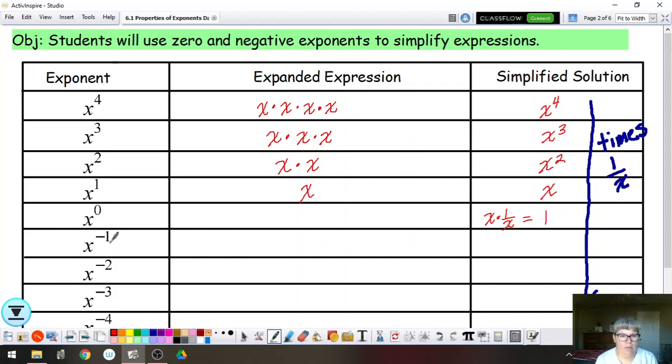x to the 1, well, if I am taking 1 and multiplying it by 1 over x, I still have 1 over x. So x to the negative 1 is 1 over x, or 1 over x to the first. Now if we follow that process of, to get the next row, I take that 1 over x times another 1 over x, that's going to give me 1 over x squared.